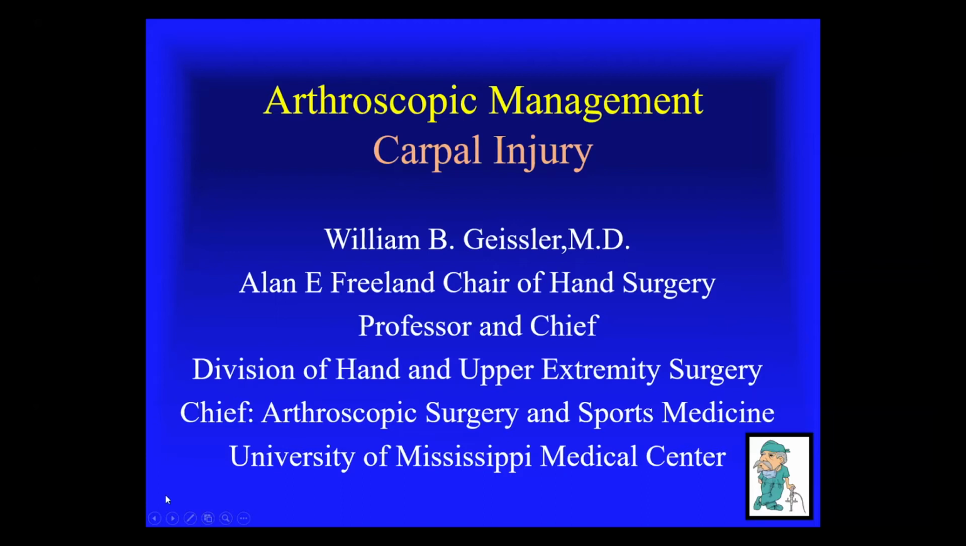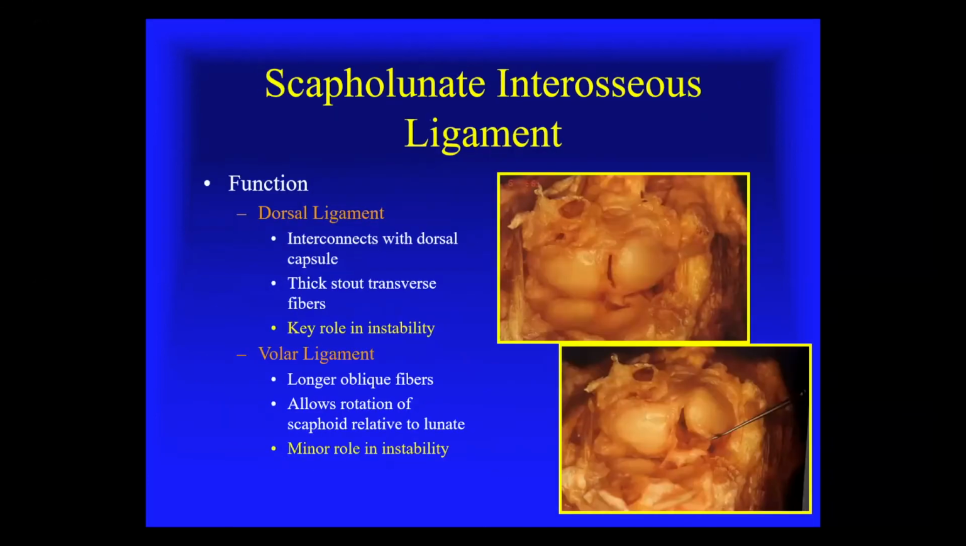I don't know where my video went, but you can see the slides, correct? Yes. All right, so we'll talk a little bit about wrist arthroscopy and a kind of wide topic about carpal injury. I think we all know about the scapholunate ligament. The dorsal part is the most important part. It's very thick. It's stout transverse ligaments. It really plays the most key role in instability.